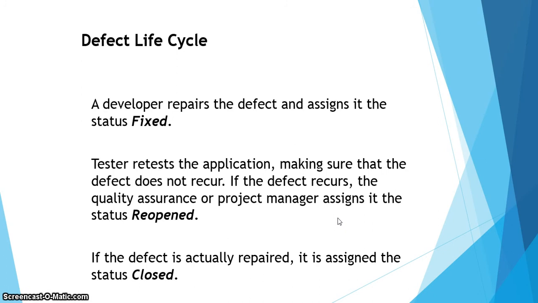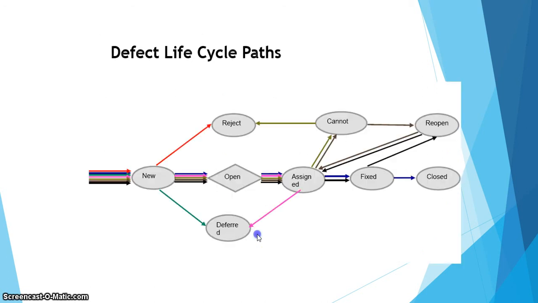After it becomes open, the developer is assigned the defect and he or she repairs the defect and assigns it the status fixed. Now the tester retests the application, ensures that the defect doesn't recur. If it recurs, then it's reopened. If it is actually repaired or fixed, then it's assigned the status closed.